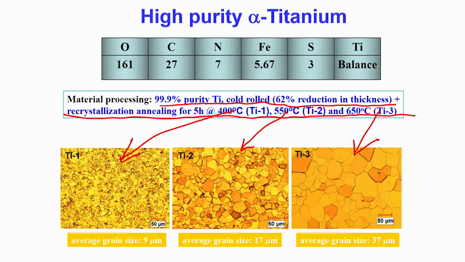These are optical microscopic images of the etched titanium surfaces. Those who are from a metallurgy background would clearly distinguish that these microstructures differ in terms of grain size, and that is quite expected, because if you increase the heat treatment temperature, one would expect a corresponding change in the microstructure in terms of the length scale, the grain size. Here the average grain size is 9 micron, here the average grain size is 17 micron, and here the average grain size is 37 micron. So 9, 17, 37 micron.